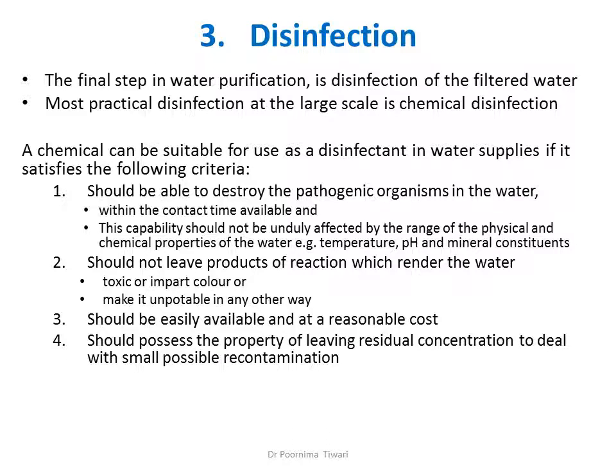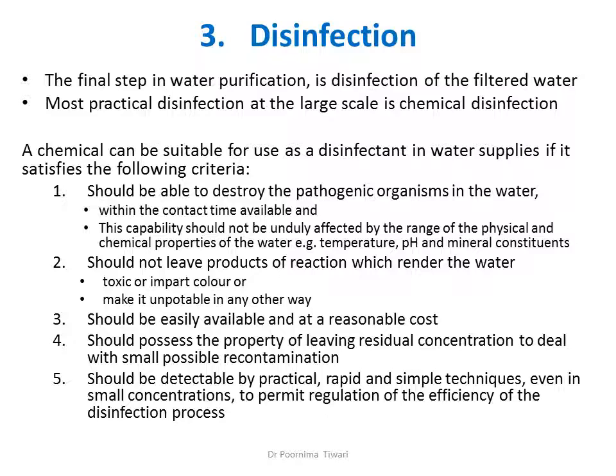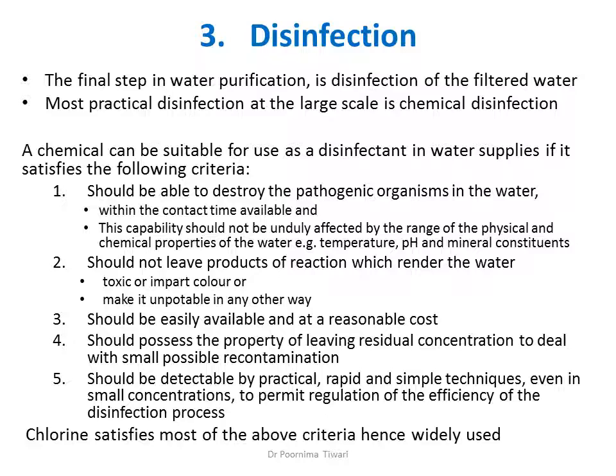The chemical should possess the property of leaving some residual concentration to deal with the possibility of subsequent recontamination during distribution or storage. The chemical should be detectable in water by practical and simple techniques, even in small concentrations, so that we can regulate the efficiency of our disinfection. We can check if the chemical is present in sufficient amounts or not, if it is too less or too much, and accordingly regulate our chemical disinfection. So it should be detectable by simple techniques. Chlorine satisfies most of the above criteria and hence it is widely used.